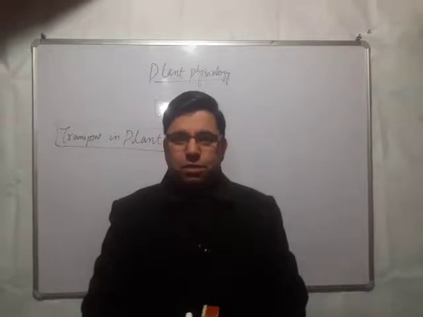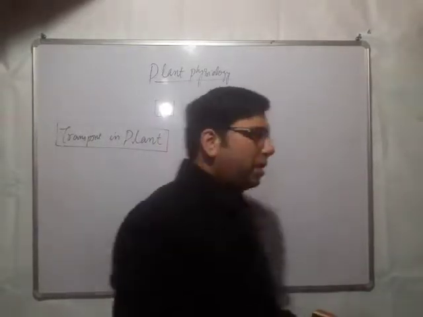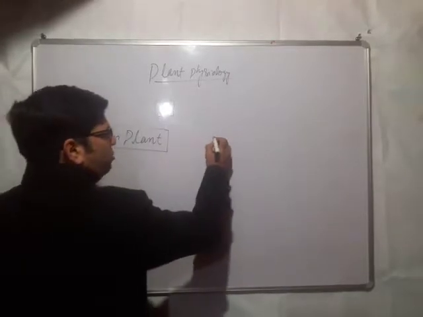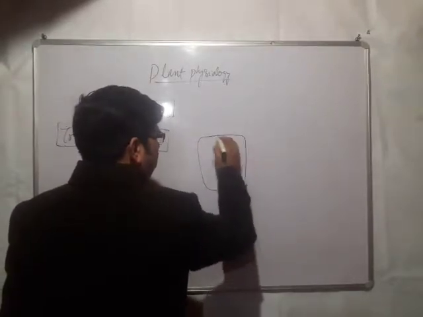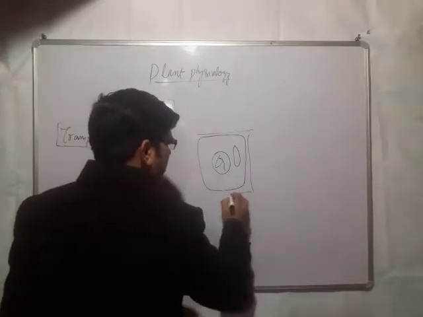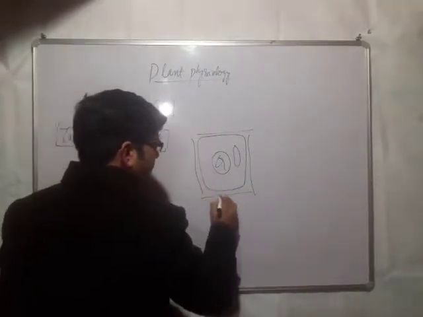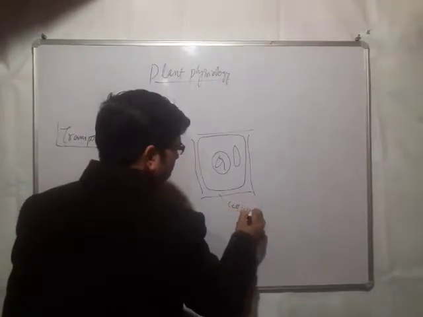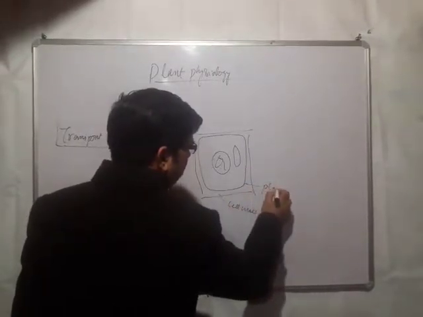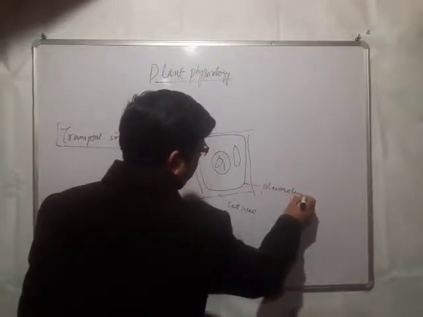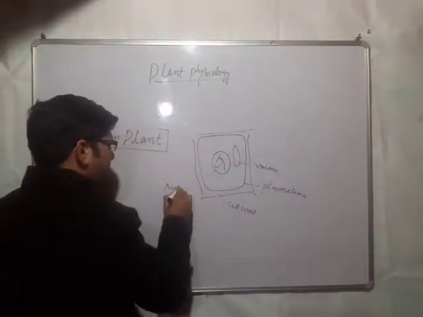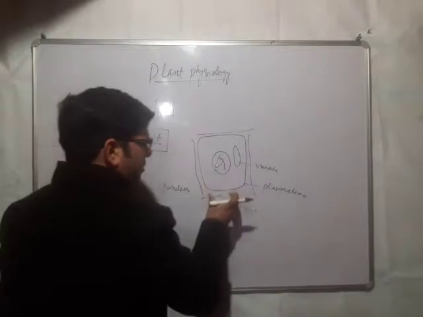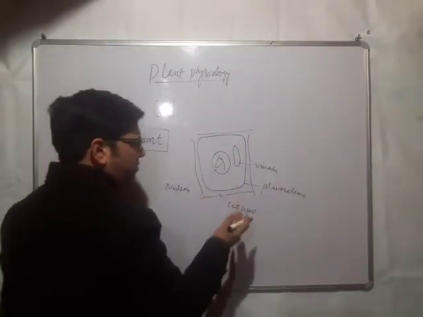If you see a plant cell, the cell is very important. If this is a plant cell, it has the nucleus and vacuoles. It also has the cell wall. So this is the cell wall. This is the plasmalemma, the plasma membrane, and this is the vacuole. This is the nucleus. So this cell needs water, it needs minerals.